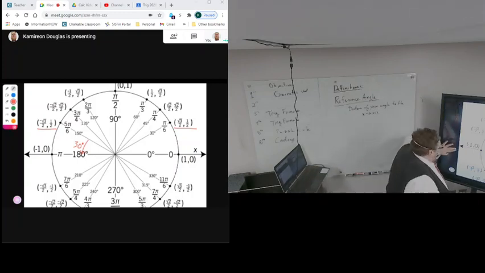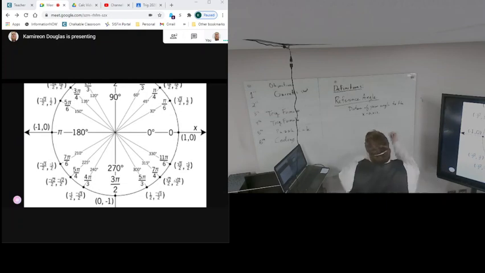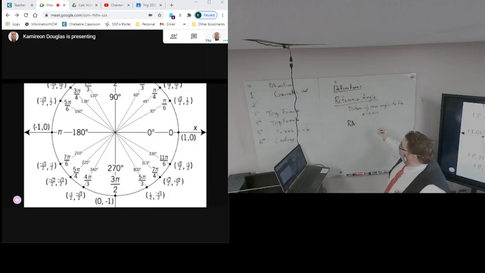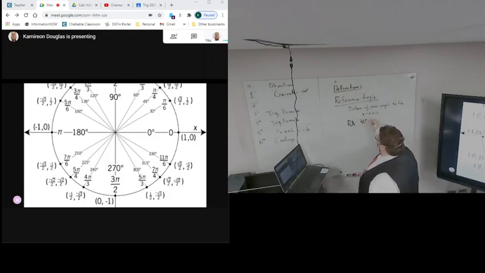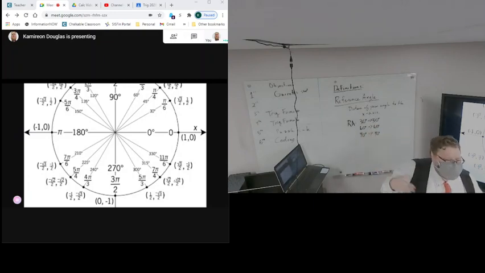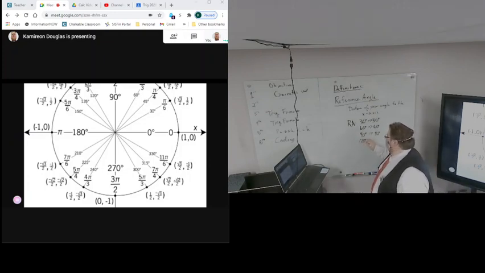Take a look up here. A list of possible reference angles you could talk about. Reference angle for 30, that's 30. 60, that's 60. 90 is 90. As we get past 90, you start to see a reversal of this order. 120 becomes the same as 60. 150, the same as 30.